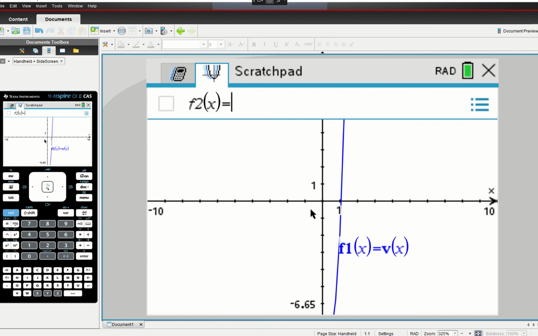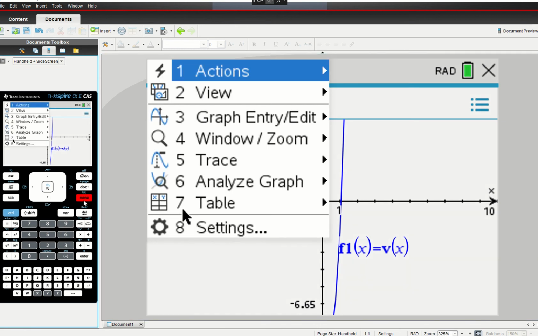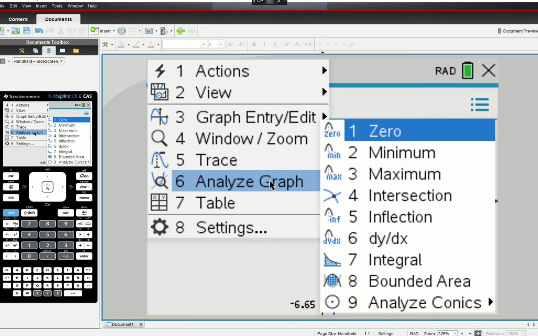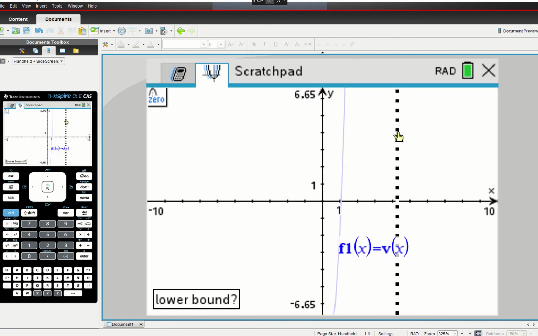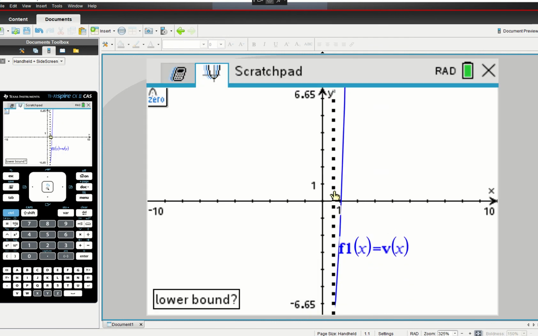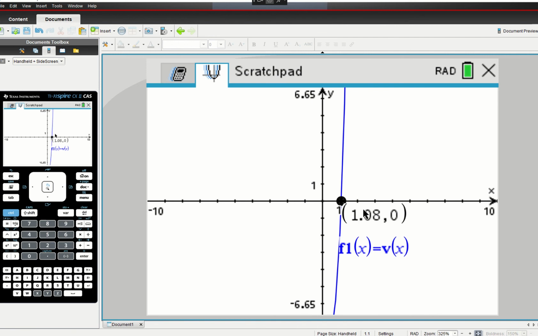From 0 to 10, it's only changing signs this one time. So we need to figure out what that coordinate is. You can basically go menu and analyze the graph, and we're going to look for zeros. Where does it cross the x-axis? We can just click one point here, one point here.